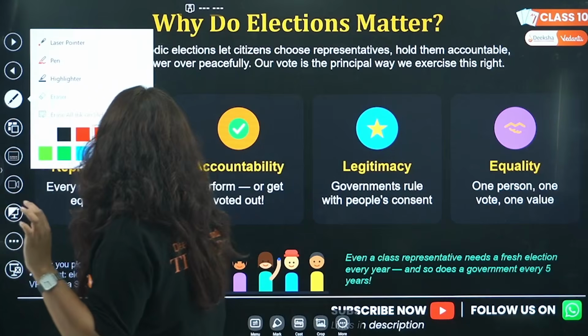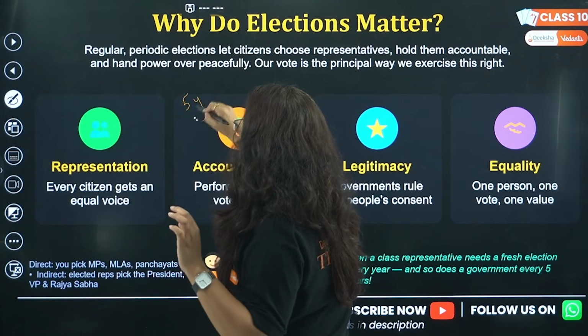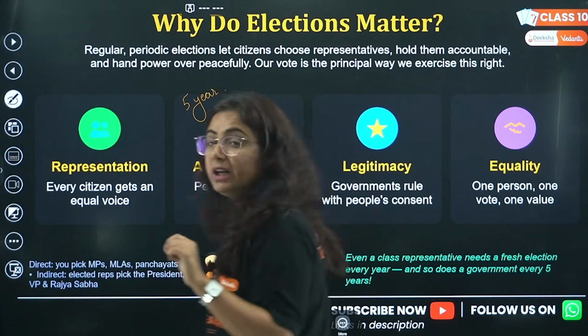These elections are conducted after every 5 years. After every what? 5 years.